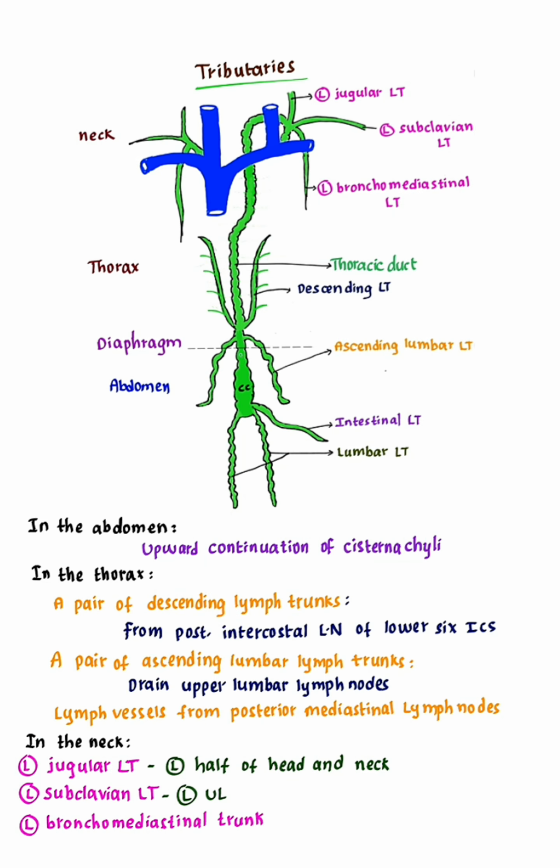In the abdomen, upward continuation of cisterna chyli. A pair of descending lymph trunks, a pair of ascending lumbar lymph trunks, lymph vessels from posterior mediastinal lymph nodes. In the neck, left jugular lymph trunk draining left side of head and neck, left subclavian lymph trunk draining left upper limb, and left bronchomediastinal lymph trunk.